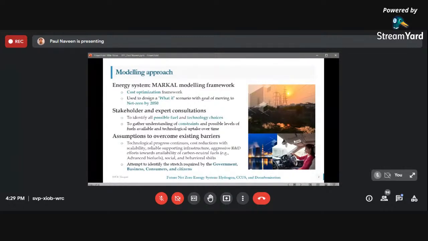A few of the assumptions of this modeling approach are that technological progress always continues, with cost reductions through scalability. We also have to ensure reliability and supporting infrastructure, and a lot of aggressive research and development efforts have to be made, whether in the automobile sector, the thermal power plant sector, or electricity. We have to go towards carbon neutral fuels or carbon neutral steps.